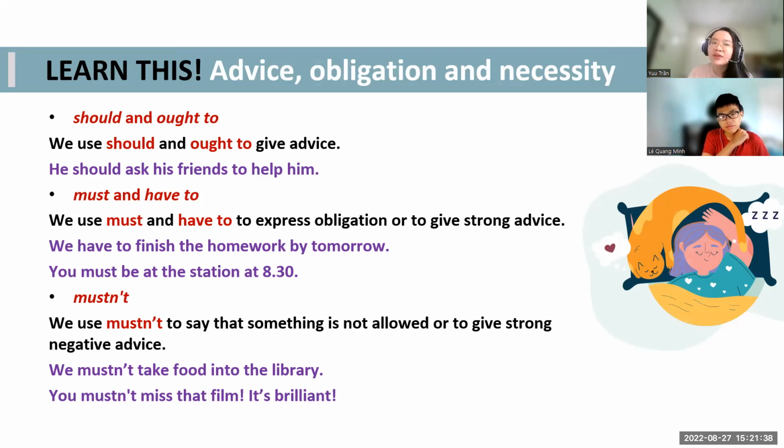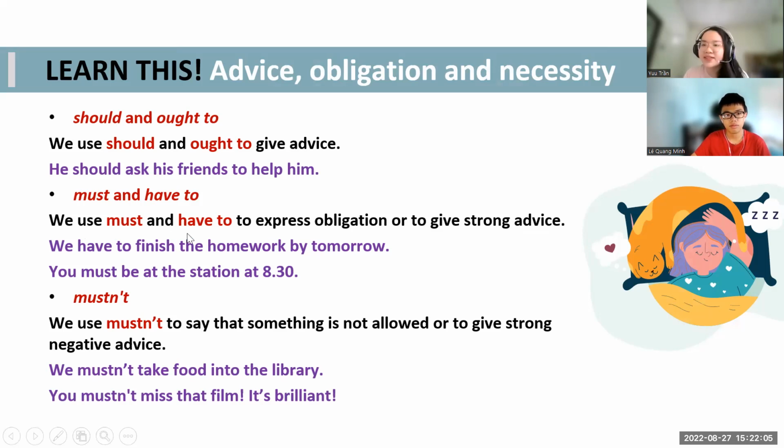So a strong advice, how is it different from a normal advice? It is used with must when it wants to mean an advice. Được chưa nào? Tức là cái advice thông thường là chúng ta sử dụng với should và ought to. Tuy nhiên một cái lời khuyên mà nó mang tính chất mạnh mẽ hơn và nó mang tính thúc giục nhiều hơn, chúng ta sử dụng nó với must. Được chưa nào? Okay, rồi.